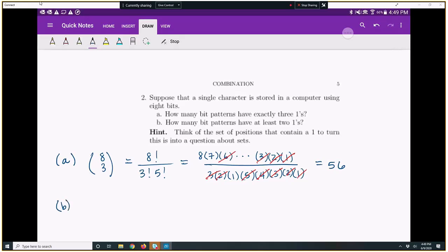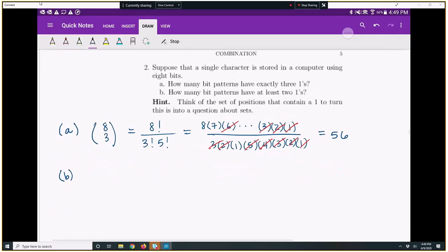Now for part B, how many bit patterns have at least 2 ones? So one way of thinking about this would be to say this is those bit patterns that have 2 ones plus how many have 3 ones plus how many bit patterns have 4 ones, and so on, all the way up to how many have 8 ones. That's one way of thinking of it because it's at least 2.